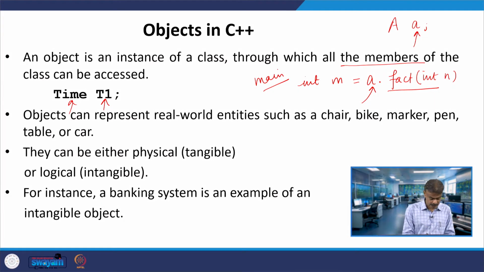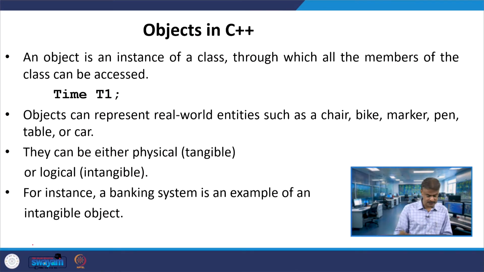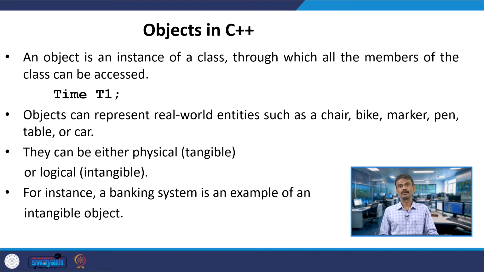When you are defining an object, the object can be tangible or intangible. In real world applications, let us assume you have a chair, bike, marker, pen, table, car. These are all considered objects, under which we have two different kinds called tangible and intangible. Any physical objects like a chair or bike are called tangible objects.